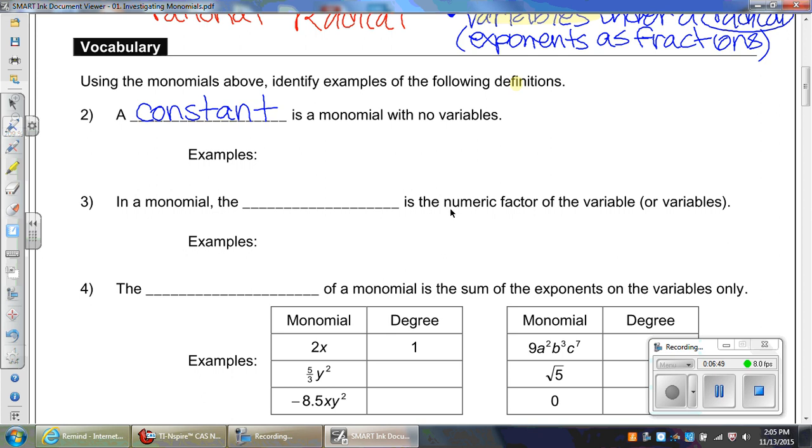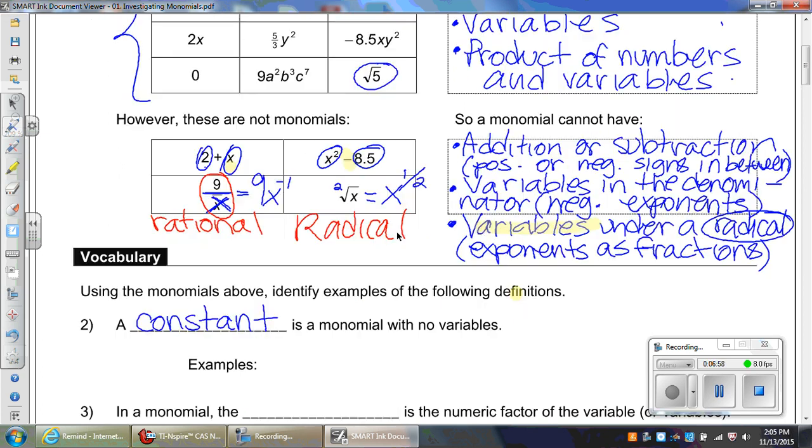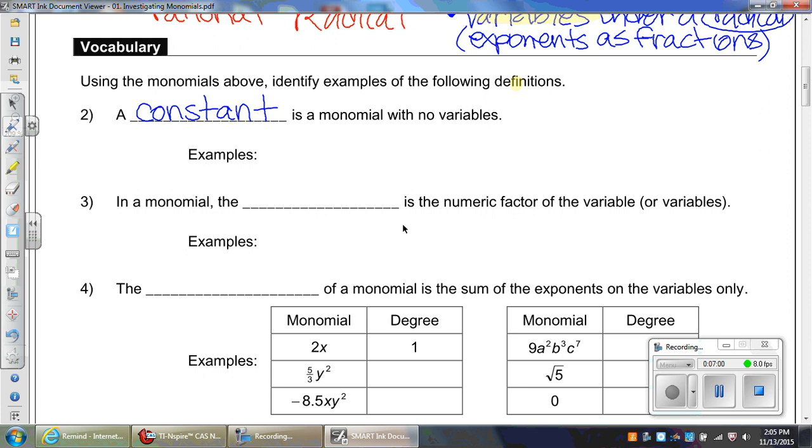I want you guys to look at the examples that you have here. These are the monomials. And I want you to tell me examples of monomials that are just constants. Okay? So, Mr. Jordan, tell me one.